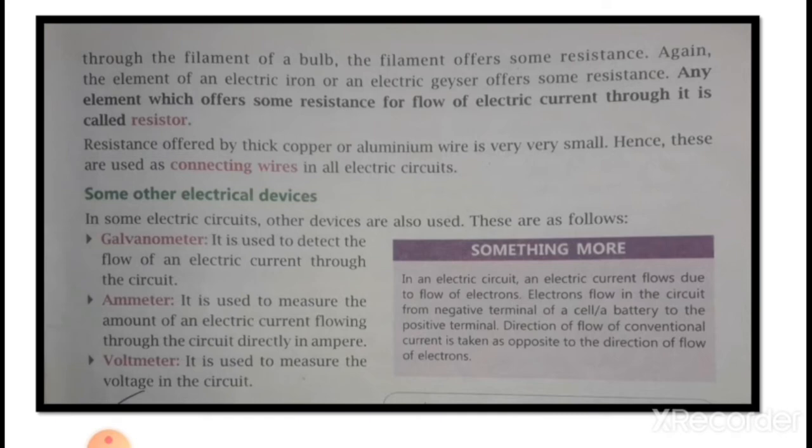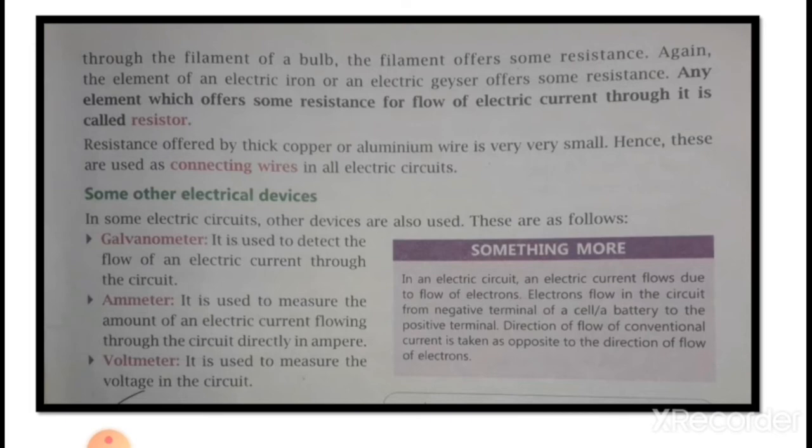Again, the element of the electric iron or an electric geyser offers some resistance. Any element that offers some resistance for the flow of electric current through it is called a resistor. And the resistance offered by thick copper or aluminum wire is very, very small. Hence, these are used as connecting wires in all electric circuits.